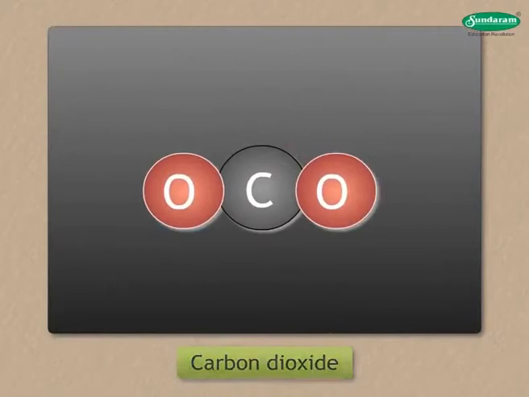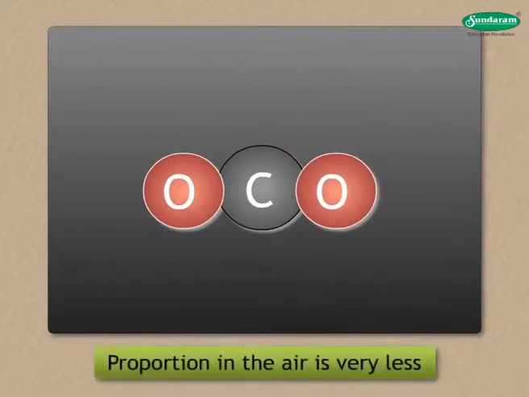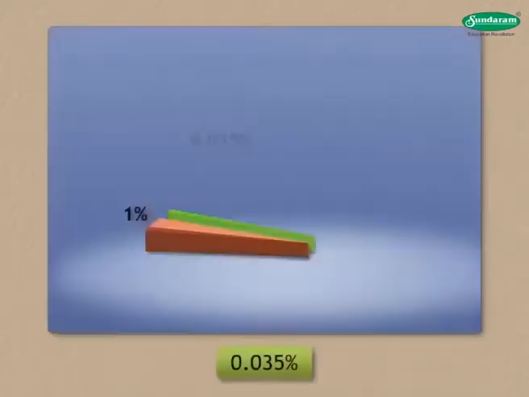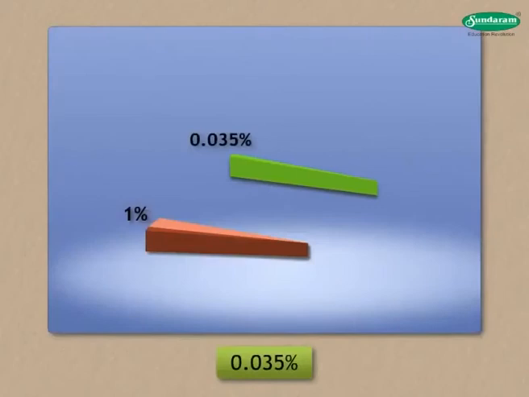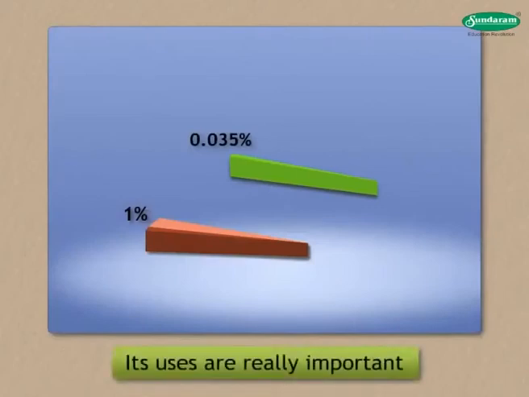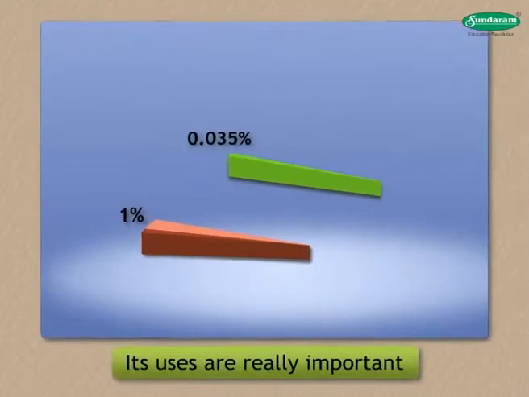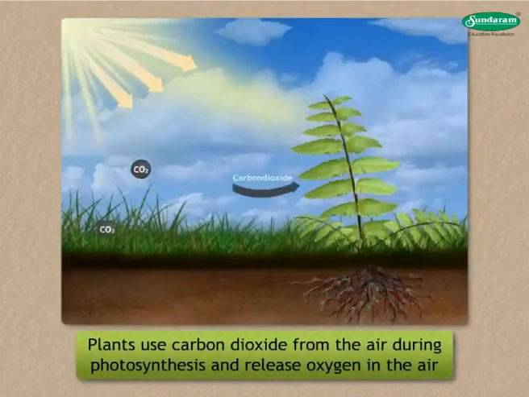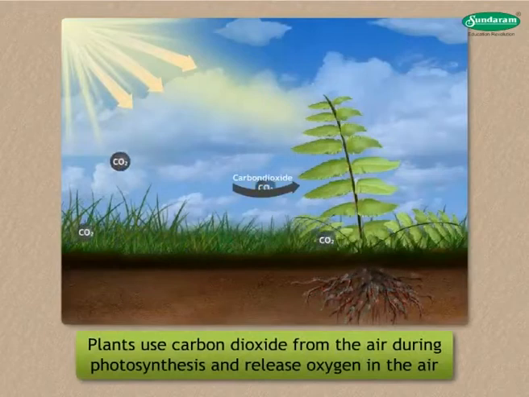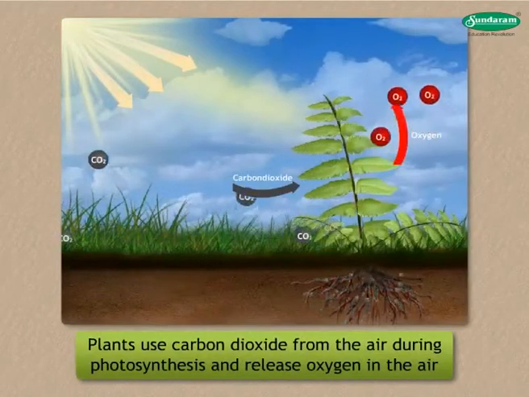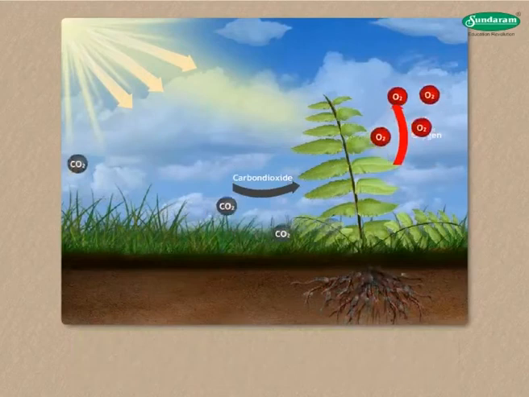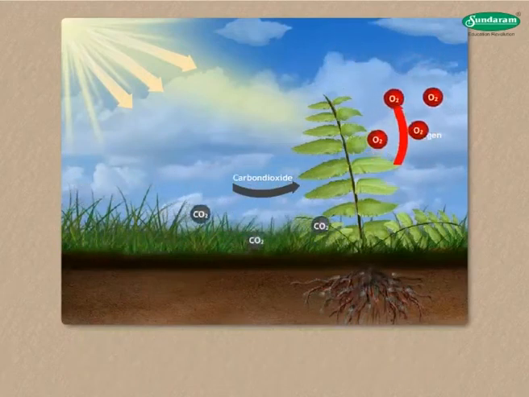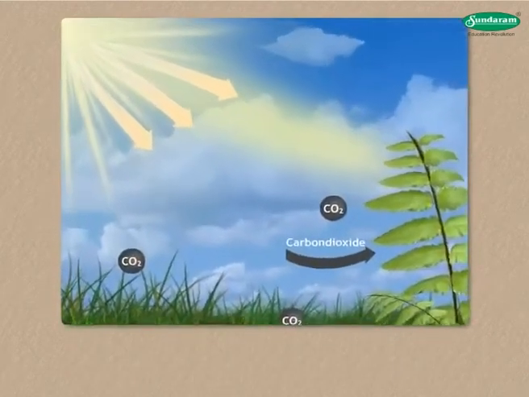Now we shall study about carbon dioxide. Though its proportion in the air is very less, that is 0.035%, its uses are real. Carbon dioxide is present in air. Plants use carbon dioxide from the air during photosynthesis and release oxygen in the air. This process takes place only in the presence of sunlight.